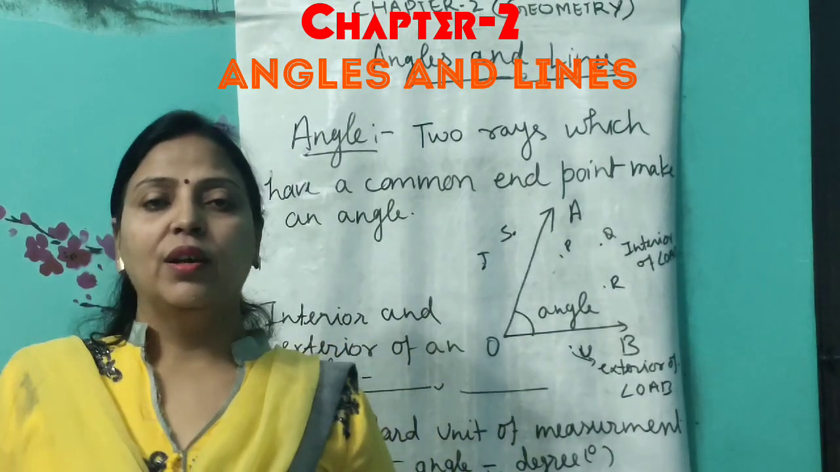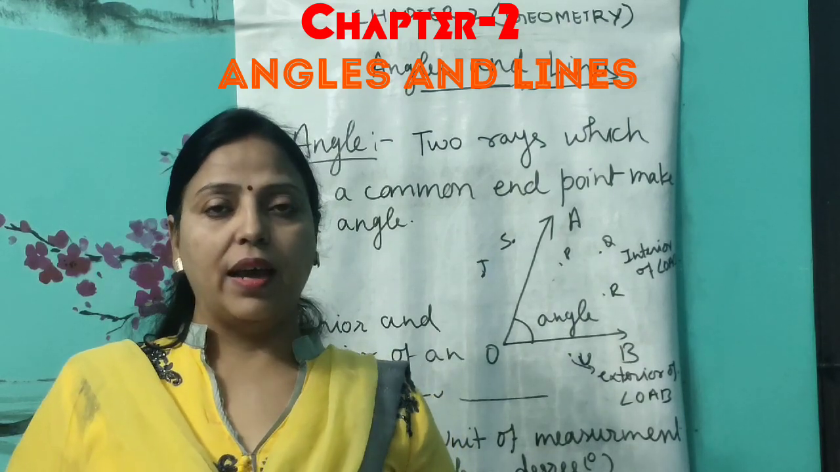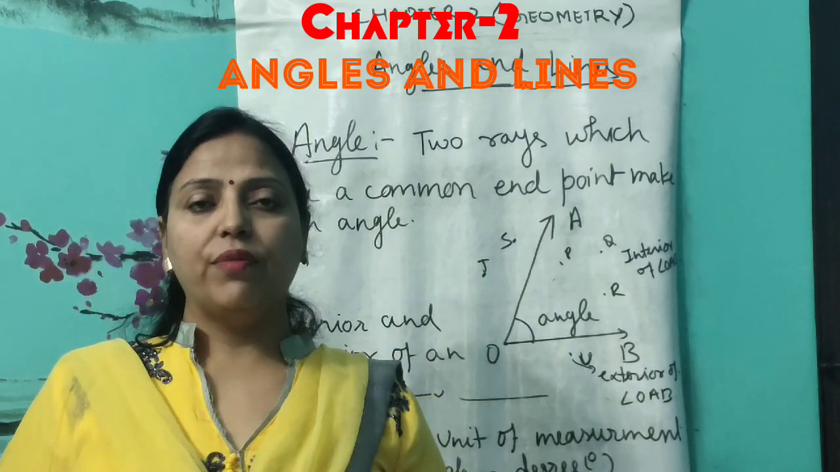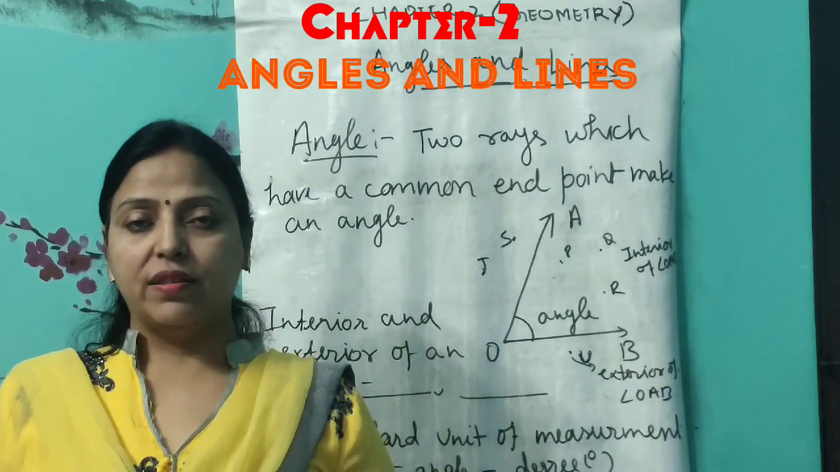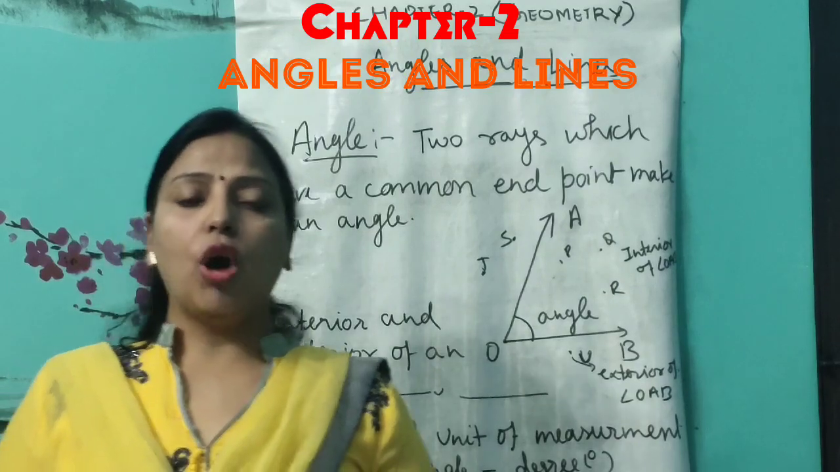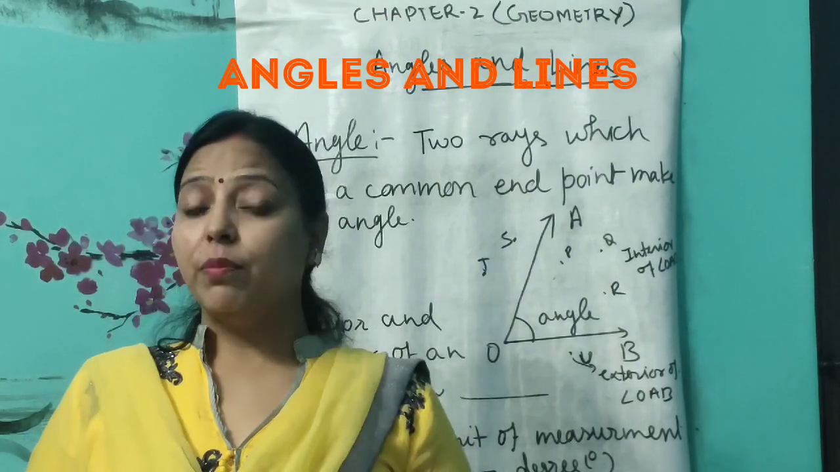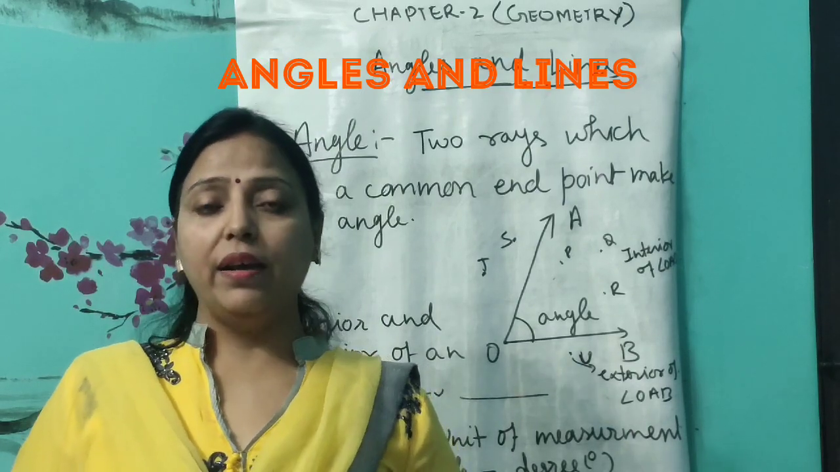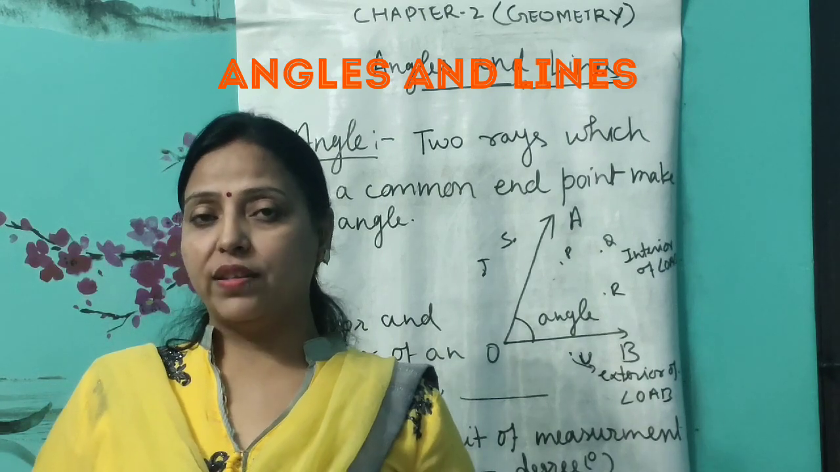Hello students, today we will begin with chapter 2 of geometry, angles and lines. So in that, first, what is an angle? Angle means when two rays join together with a common vertex, then they make an angle. So what is the meaning of this? When two rays join together with a common vertex, then that is known as an angle.